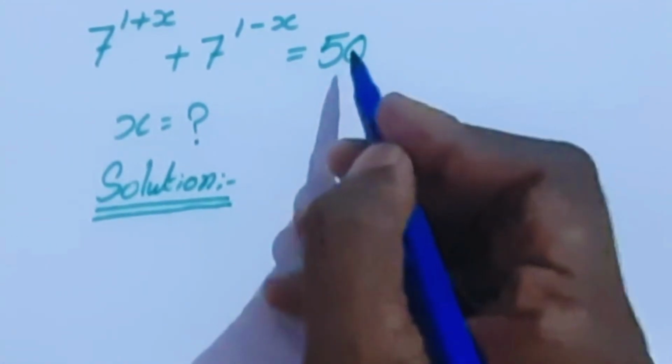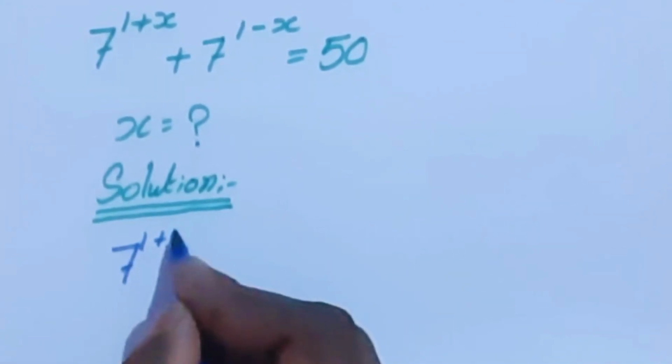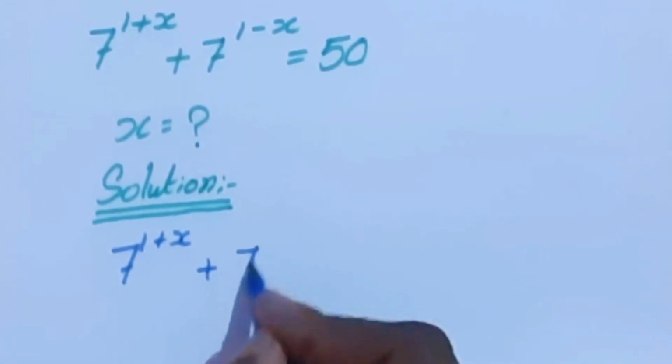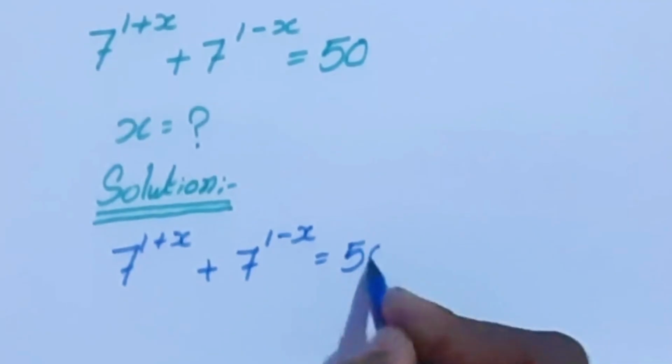Today we are going to solve this problem to find the x value solution. 7 power 1 plus x plus 7 power 1 minus x equal to 50.